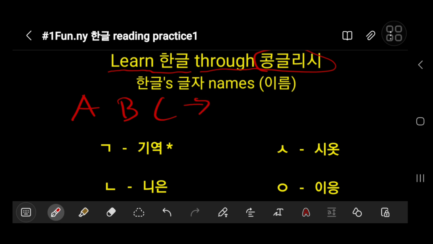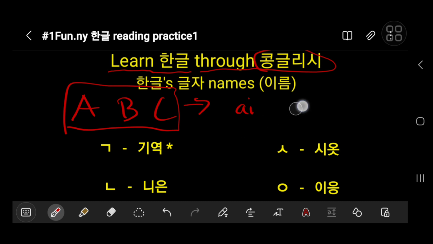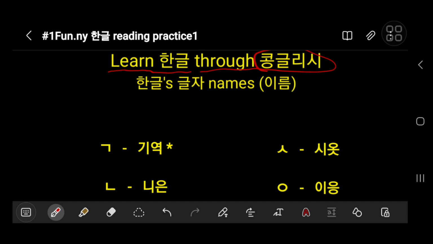If you wanted to write out the names, you could maybe say the name is A and B and how would we write this? C? I don't even know. I've never seen the names of the Roman letters, the English letters written out, so I don't even know what that looks like. But Korean has a method to writing out the names of the consonants. So let's take a look at that.